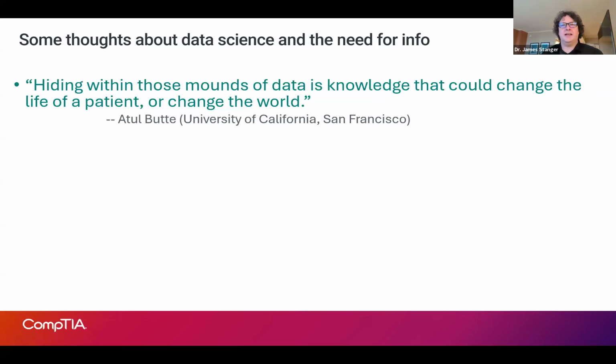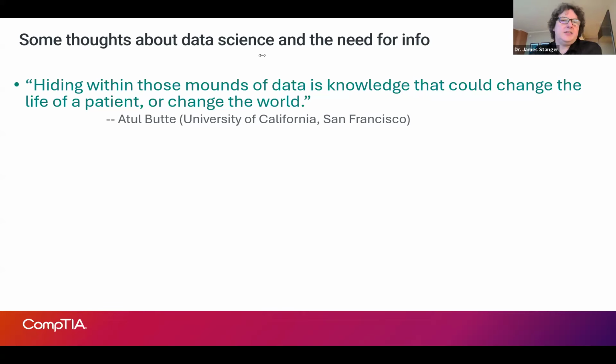So the first thing, about data science and the need for information. This is a quote I've always liked. This is a person from the medical industry, Dr. Butte, a medical doctor working out of the University of California, San Francisco. Very much a true thought leader having to do with healthcare. And basically saying hiding within those mounds of data is knowledge that could change the life of a patient or change the world. And I love that quote because it's all about unhiding things. It's all about unburying, right?